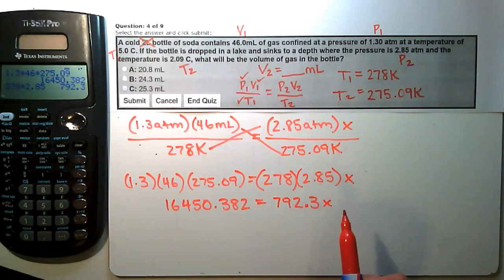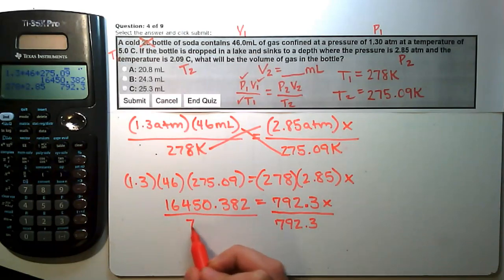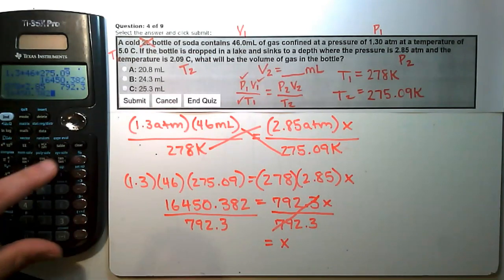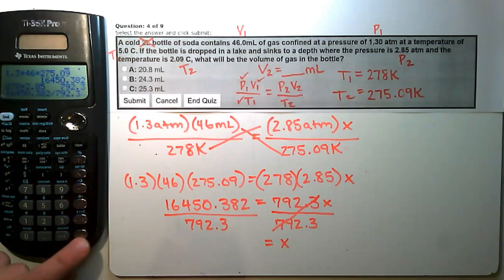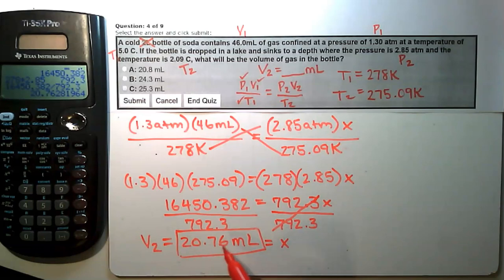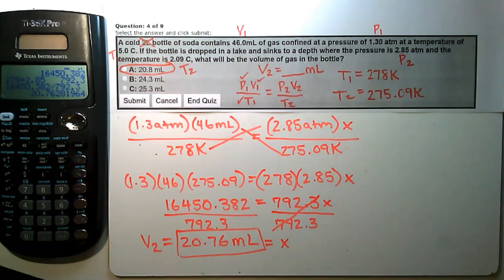Alright, now the last step to isolate X is to divide by 792.3, and we'll do that on both sides. These cancel. We end up with X equals this previous number divided by this previous number, 20.76, and my units should be milliliters, and of course that is my value of V2. So now we just need to look at our multiple choice answers and find one that is close to 20.76. 20.8 is very close, it's just rounded differently. So A is our correct answer.